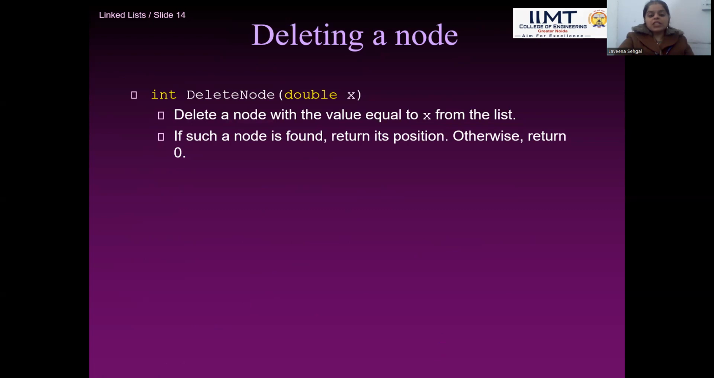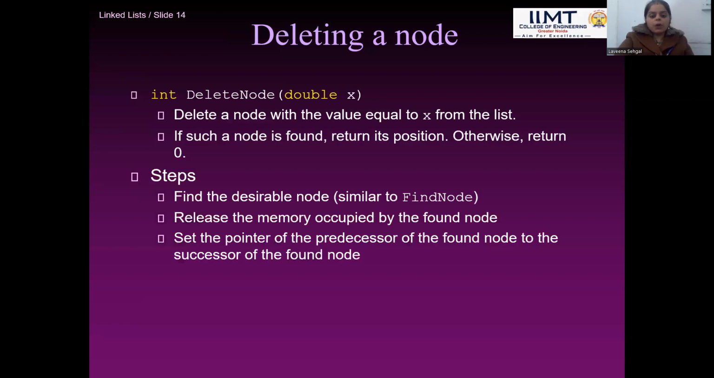Now, deleting a node. How can you delete a node from a particular list? You can check here for underflow. Earlier, at insertion time, we were checking for overflow. Here we are checking for underflow. Delete a node with a value equal to x from the list. If such a node is found, return its position, otherwise return 0. Here are the steps we have to follow for deleting a node.